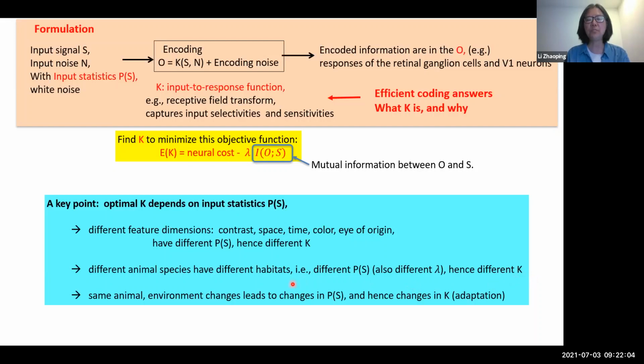So different animals differ not only because they have different habitats, like underwater or overwater, or how many pixels in your images, and so on.